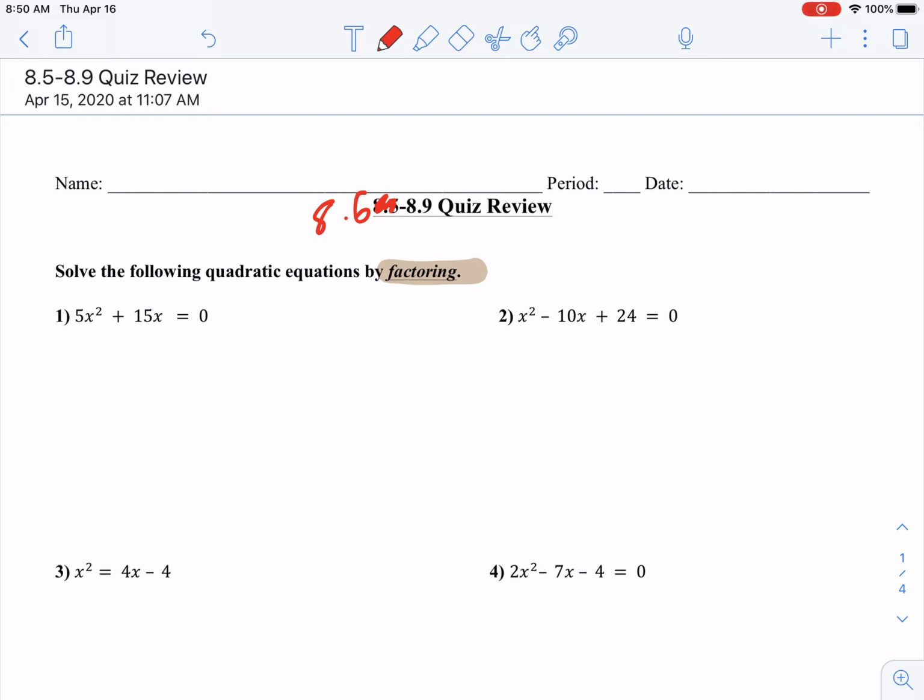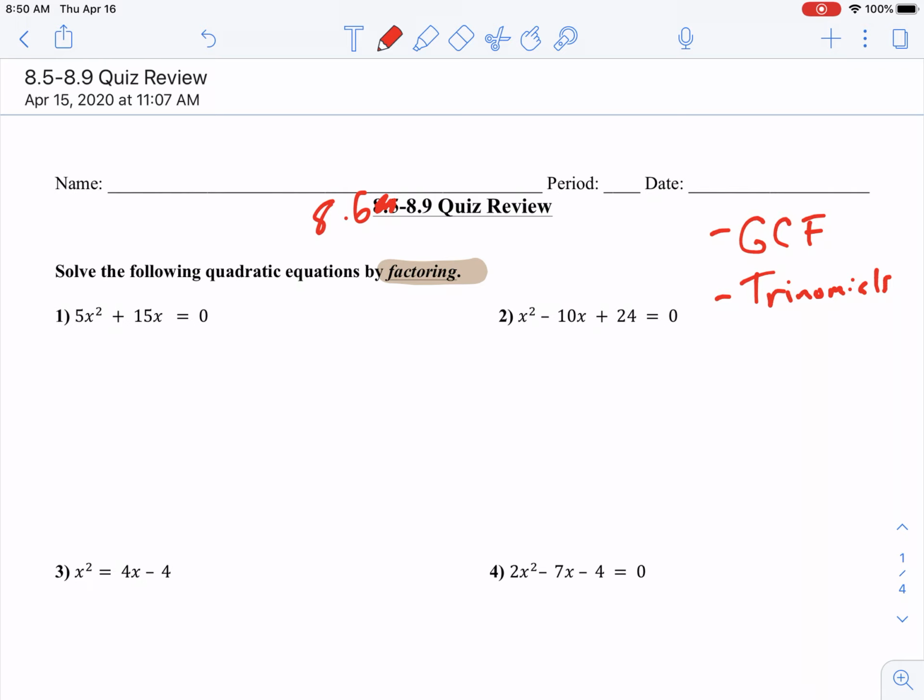Now this should be review of this section because we spent an entire chapter, chapter 7, reviewing how to factor. Now these are all either GCFs or trinomials. You won't see difference of squares actually, you won't see grouping here. It's usually just GCF or trinomials. So number 1, actually, we'll do number 1 and 2.